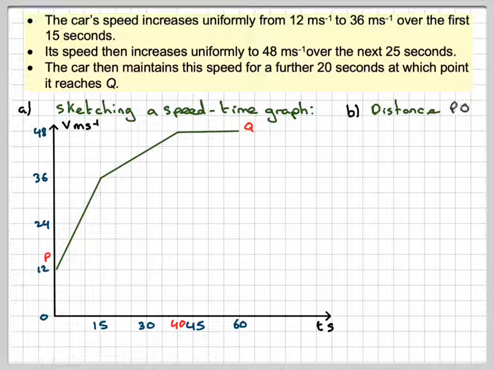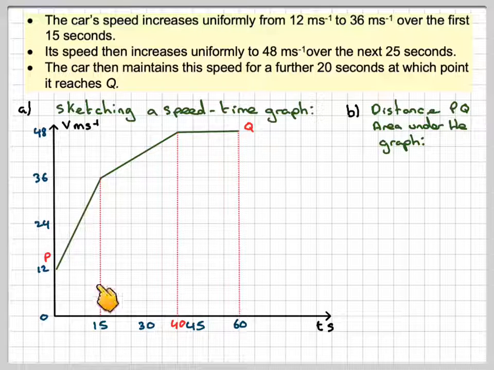The distance travelled is given by the area underneath this graph here. So if we split it up into trapeziums, we've got two trapeziums and a rectangle. So the area of a trapezium is going to be that length plus that length times the vertical height divided by 2. So in this case, it's going to be 12 plus 36 times the height, which is 15, divided by 2, which gives me 360 meters.